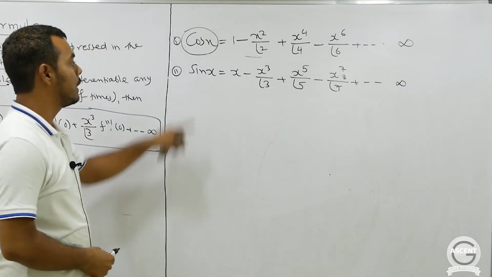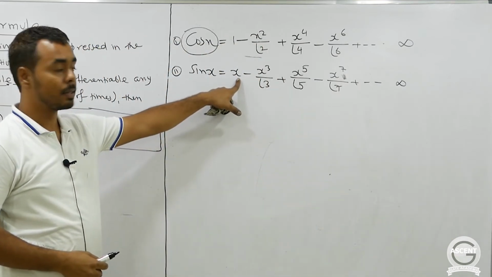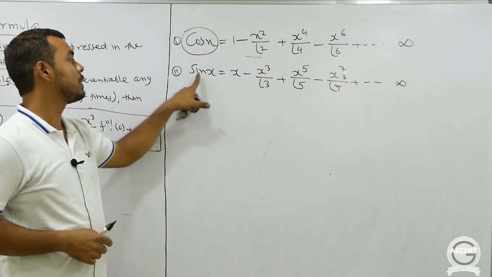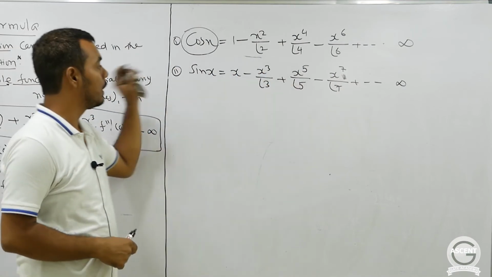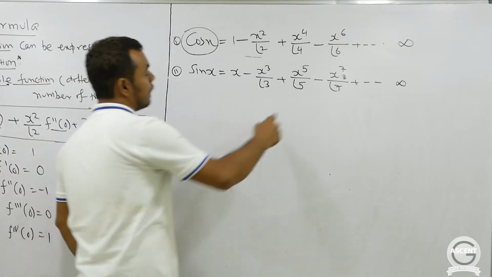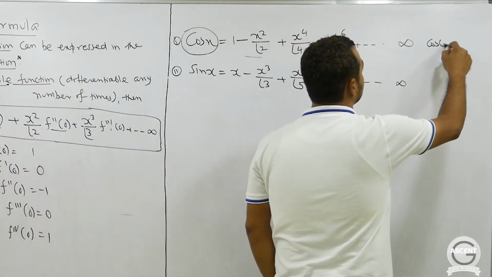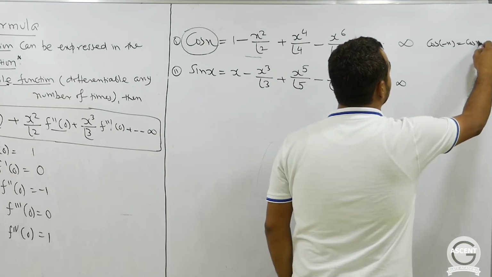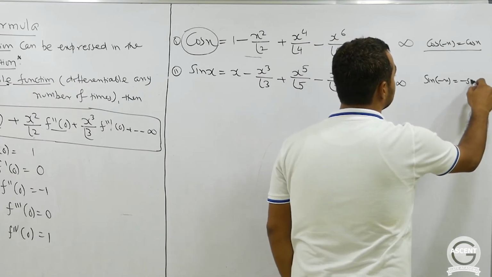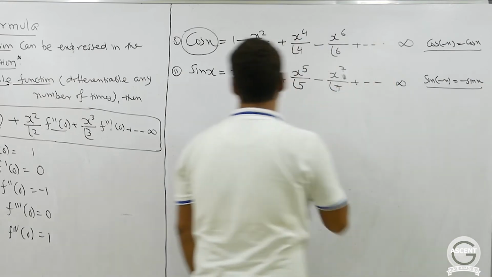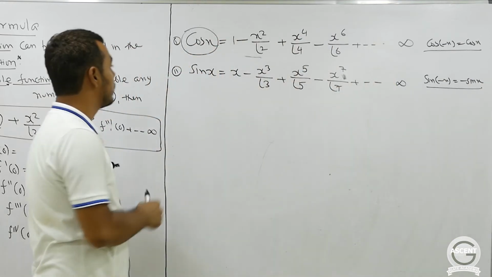Again you can see that sin 0 is 0, so this expansion starts from x. Also, sin x is an odd function, so you have only odd powers of x. In the first one, we knew that cos minus x is cos x, therefore we had only even powers of x. Sin minus x is minus sin x, so therefore we have only odd powers of x. So this was the second formula.